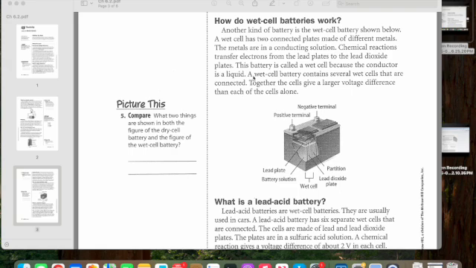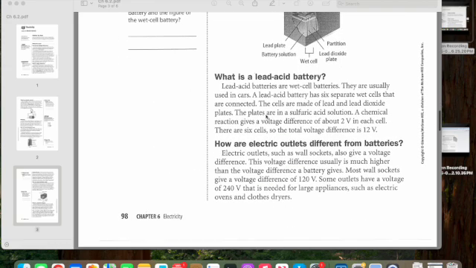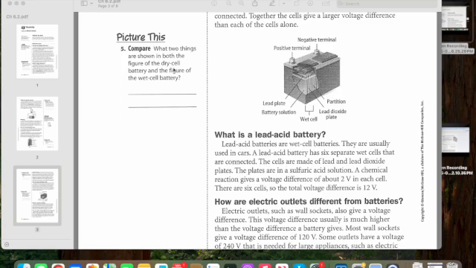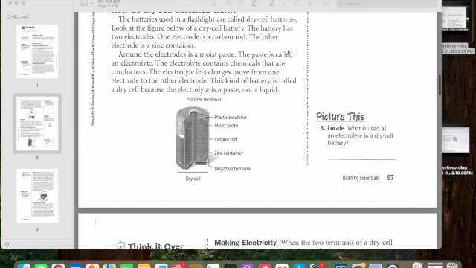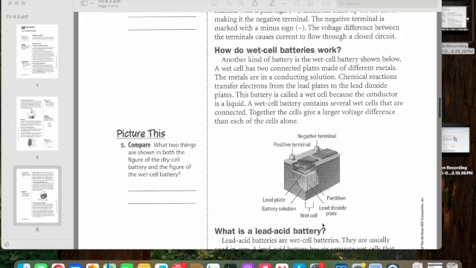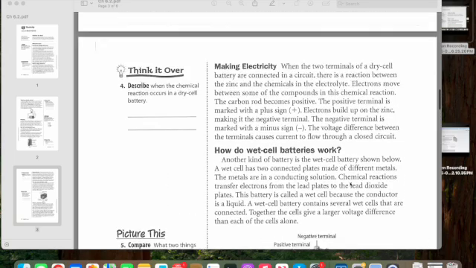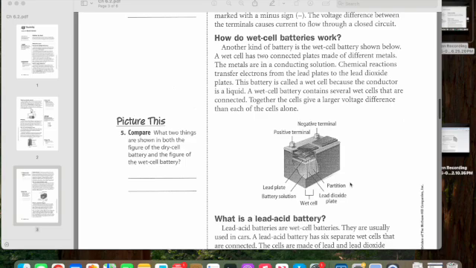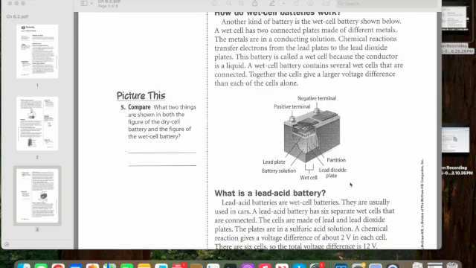A wet cell battery contains several wet cells that are connected. Together, the cells give a larger voltage difference than each of the cells alone. We're going to answer number 5. What two things are shown in both the figure of the dry cell battery, which was before, right here, and the wet cell battery? You can take a minute. You can pause this video if you want and look at both of those and compare. And it is the positive and negative terminals, right? Both a dry cell and a wet cell battery have positive and negative terminals.